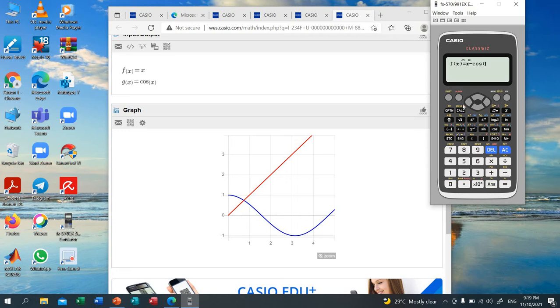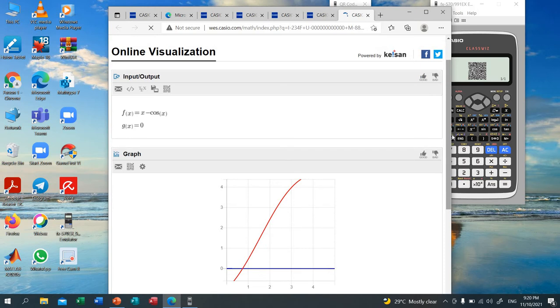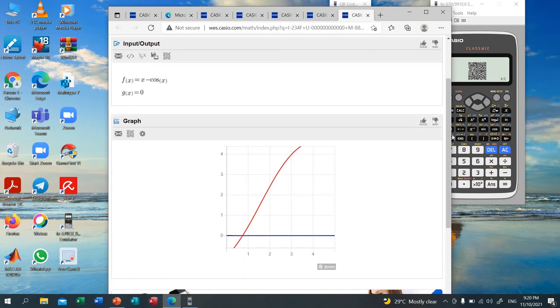Minus cos. The second function, we delete it, make it become 0 because I just want one, directly one non-linear equation. Okay. Again, I scan the QR code. Okay, the blue, because the second function, I put it g(x) equal to 0. So this is a graph of the nonlinear equation x minus cos x. Okay, the root is exactly in between 0 to 1.